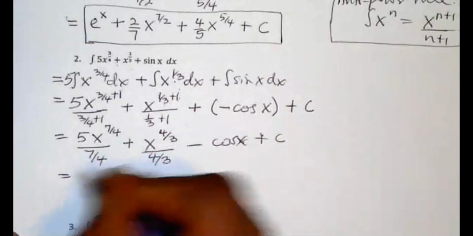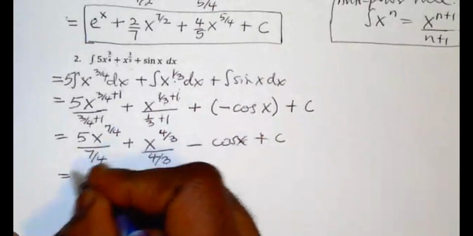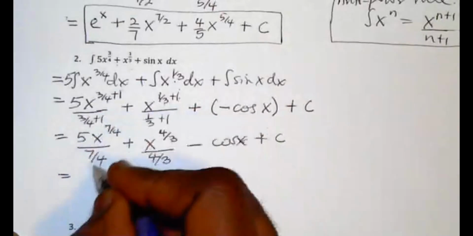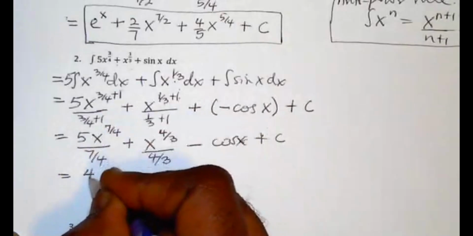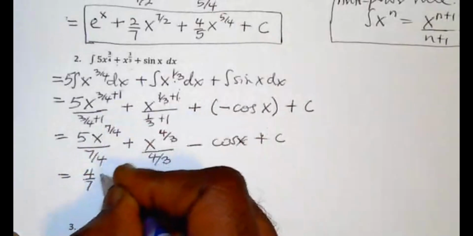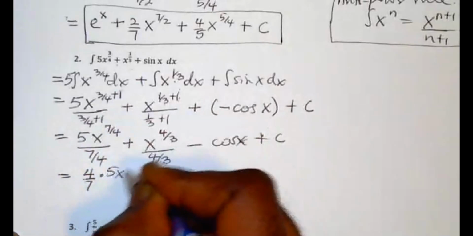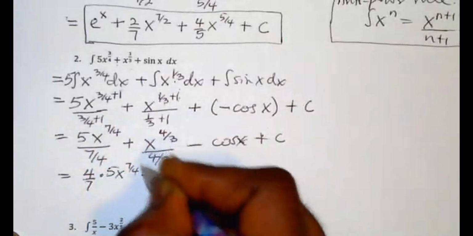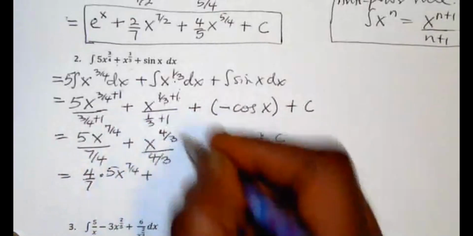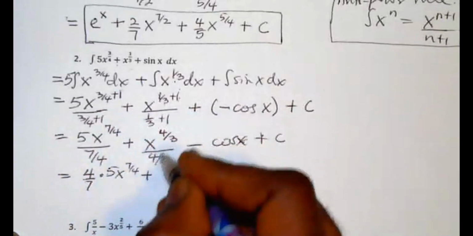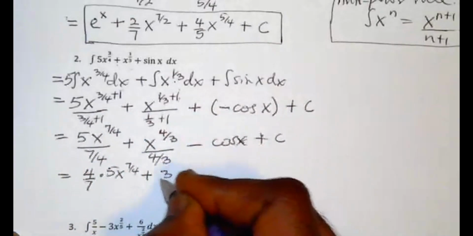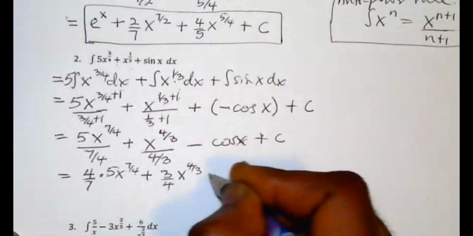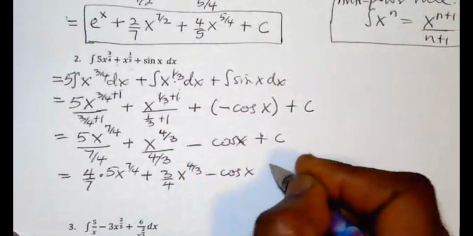So you end up with, if we simplify this, you're dividing 5 by 7 over 4, so the reciprocal of that will be 4 over 7 times the 5x to the power 7 over 4, plus 1 divided by 4 over 3, so the reciprocal of the denominator. So we have 3 over 4 x to the power 4 over 3 minus cos of x plus the constant c.